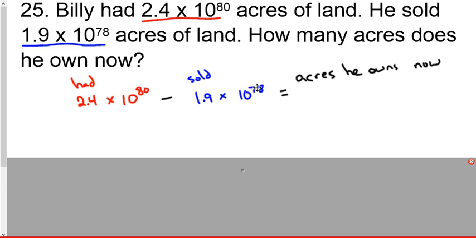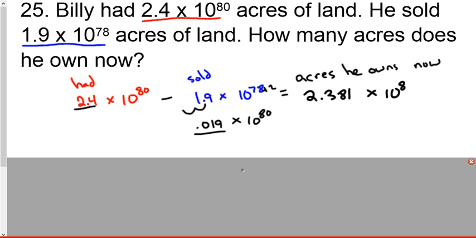So since they don't have the same exponent, we need to basically drag this over 2 spots because we had to raise this up by 2. And it will be 0.019 times 10 to the 80th now. We can now subtract our front numbers. 2.4 minus 0.019 is 2.381 times 10 to the 80th power.